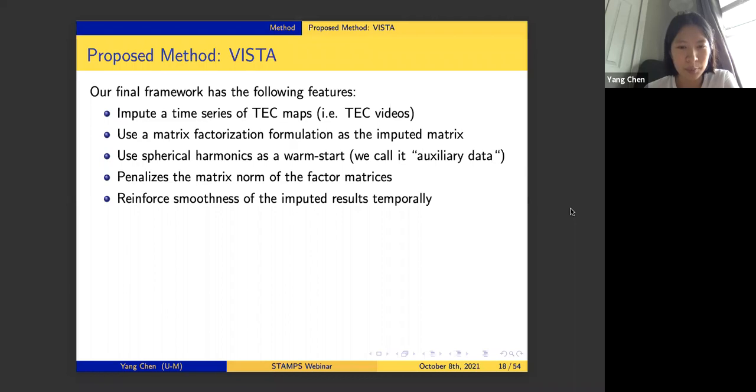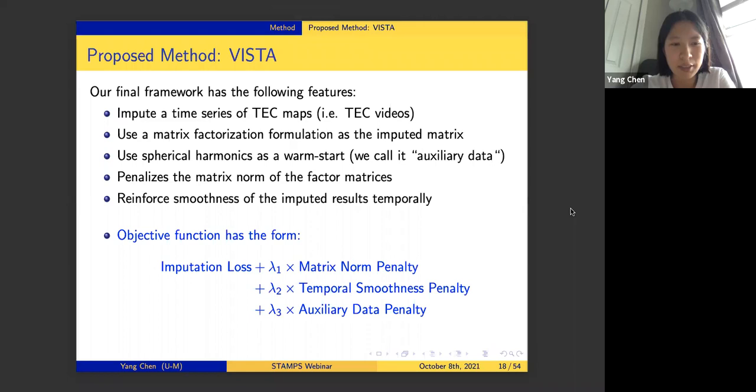And we want to reinforce the smoothness of the imputed results temporally. And this is based on scientific intuition that for neighboring frames, the TEC values should not be different too much. So finally, our objective function has the following form. We have the imputation loss, which is still the L2 loss for imputation, plus matrix norm penalty, similar to the soft impute LS, plus temporal smoothness penalty, plus auxiliary data penalty.